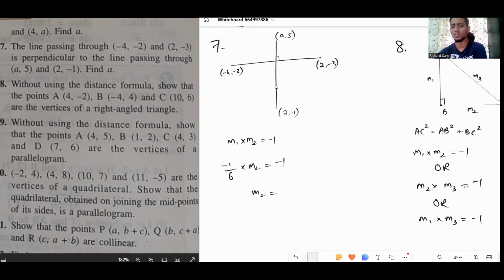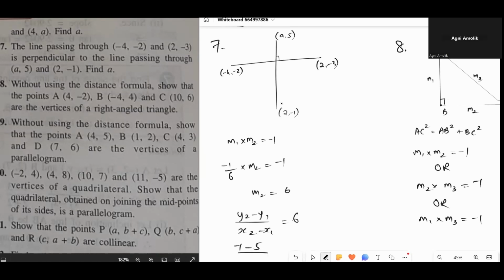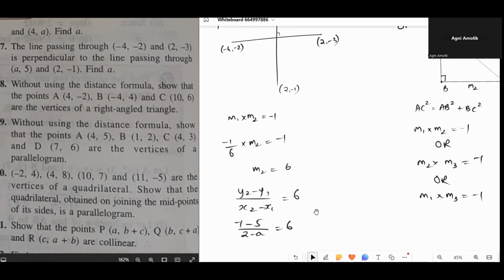Put it in the formula of slope. What's the slope formula? y2 minus y1 upon x2 minus x1, right? In that A is missing, no? So you'll get a linear equation. m2 is y2 minus y1 upon x2 minus x1. That is the slope formula. You have to use the slope formula on this. That is -1 minus 5 upon 2 minus a is equal to 6. Did you get an answer?